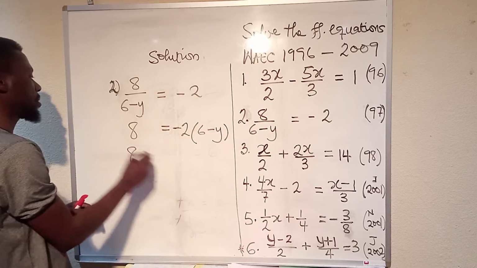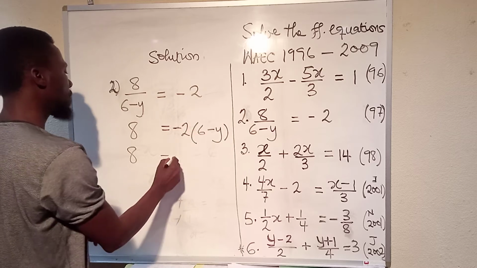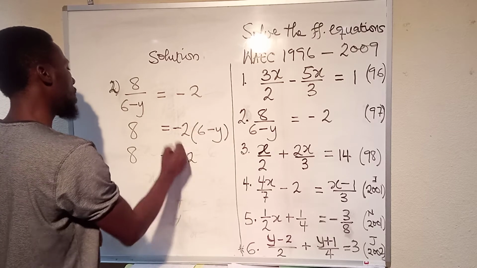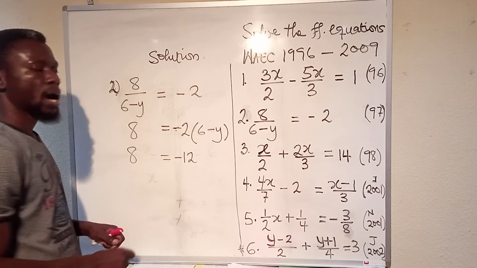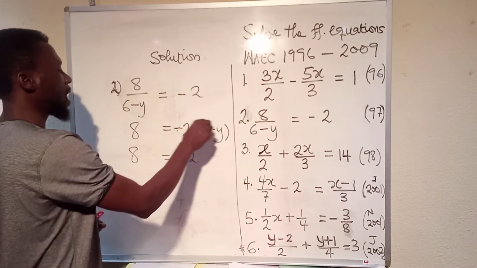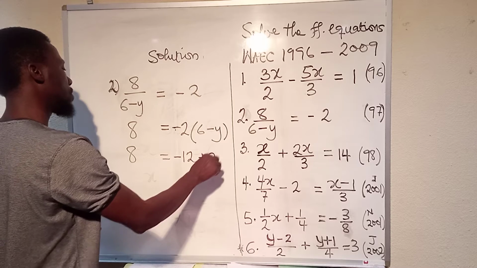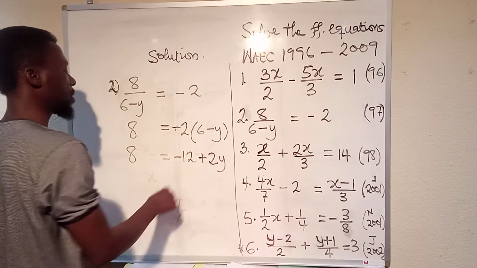So we shall have 8 equal to, then we expand this bracket. Negative 2 times 6 will give us negative 12, and negative 2 times negative y. Negative times negative is positive. So negative 2 times negative y will give us positive 2y. So this will give us negative 12 plus 2y.